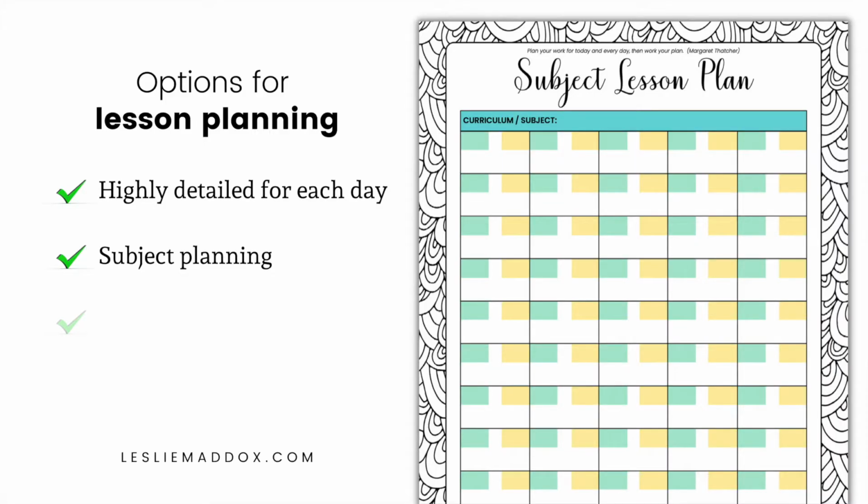The second possibility for lesson planning is subject planning, where you know exactly how you're going to progress through a subject or curriculum, but the learning activities aren't tied to specific days. Instead, you'll have a general plan of what subjects you'll work on each day, and on those days, you'll just do the next activity on the subject plan list.